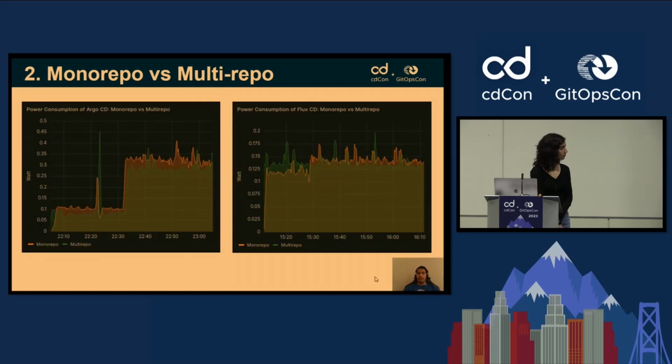It appears that there is not much of a change in the power consumption between the two approaches. The power consumption in both Argo CD and Flux system namespaces remains relatively consistent, regardless of whether the applications are deployed from a single or multiple repositories. This implies that the choice of repository strategy does not seem to have a significant impact on the power consumption when it comes to deploying applications following a GitOps model.